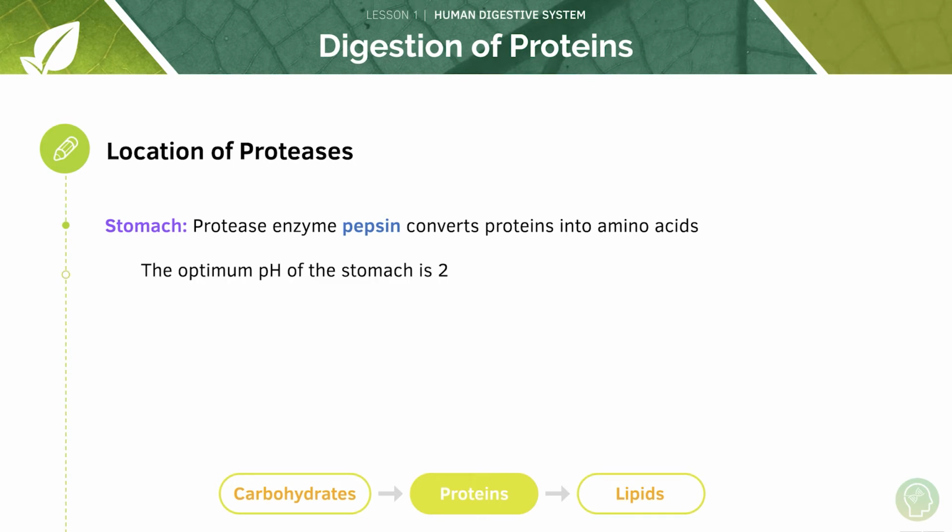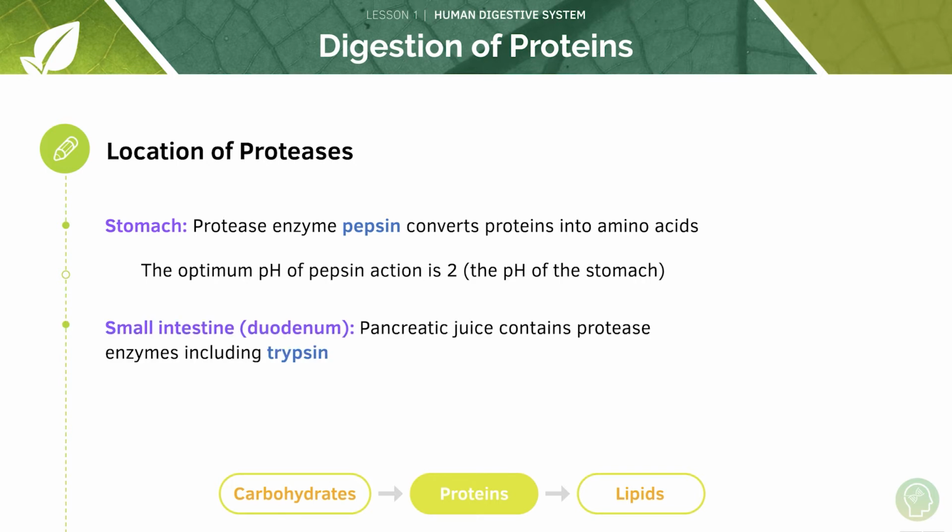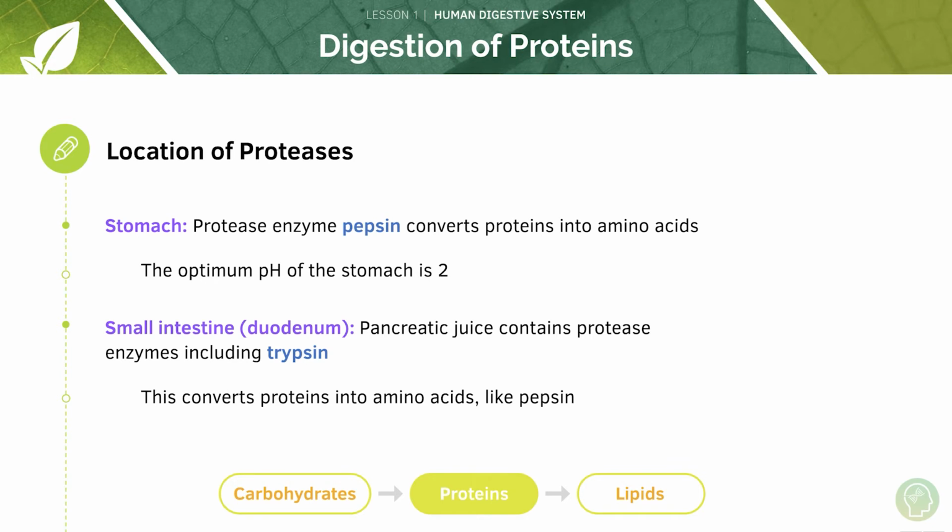So where are proteases found? Well, the protease enzyme pepsin is found in the stomach, and it converts proteins into amino acids. And the optimum pH of pepsin action is 2, which is the pH of the stomach. So this means that pepsin is in a really optimal environment for its action. But also, the pancreatic juice that is released into the small intestine contains protease enzymes, including trypsin, and this converts proteins into amino acids, like pepsin.